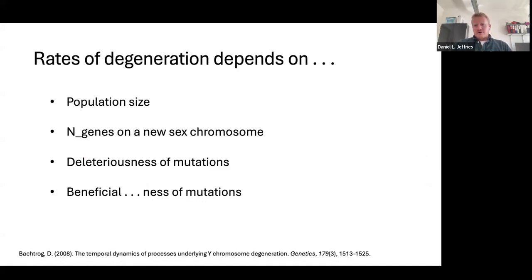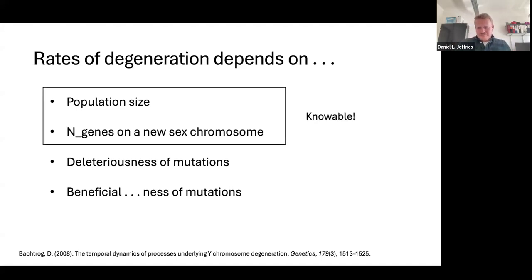And these three models are expected to be dependent on four main characteristics of the species or the genome in which they're acting. Population size. An important one is the number of genes that exist on the sex chromosome at the time that it becomes a sex chromosome. The potential for deleterious mutations in the sex chromosome, and the potential for beneficial mutations.